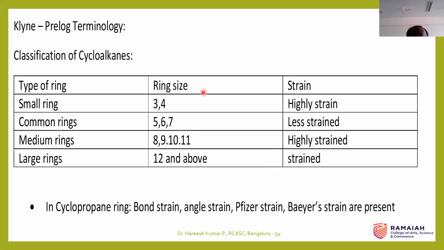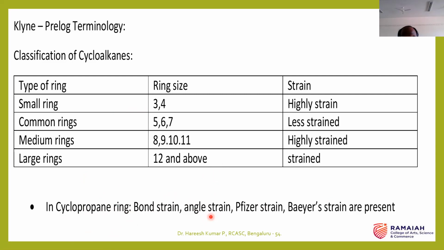If we look more particularly one by one, a 3 carbon containing small ring is called cyclopropane ring. In cyclopropane ring there is a bond strain, there is an angle strain, there is a Pitzer strain, and of course there is also a Bayer strain. Because of these strains, 3-membered rings are highly strained.